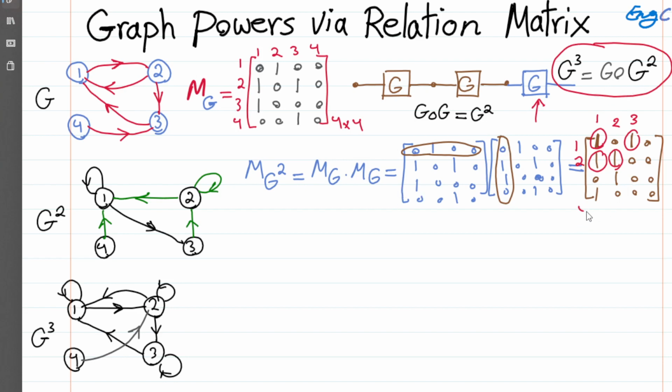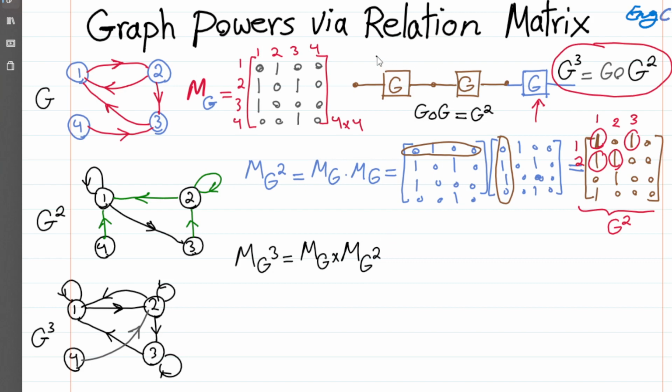So if this is my G squared matrix, all I need to do, and to avoid confusion, let me just go ahead and use black. So all I need to do to find the matrix representation for G cubed is take the matrix representation for G, and then multiply it with the matrix representation of G squared. This exactly follows the definition of G cubed as we see it, G o G squared.